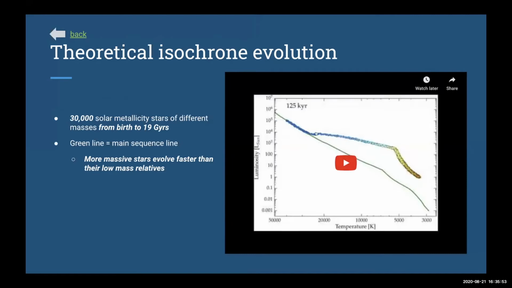In this plot, on the x-axis is temperature. It also corresponds to color. So this is the bluer end, and this is the redder end. And the vertical axis is luminosity, or magnitude in other cases. And the green line is the main sequence.